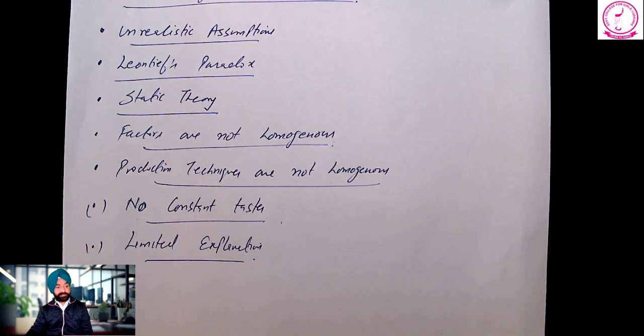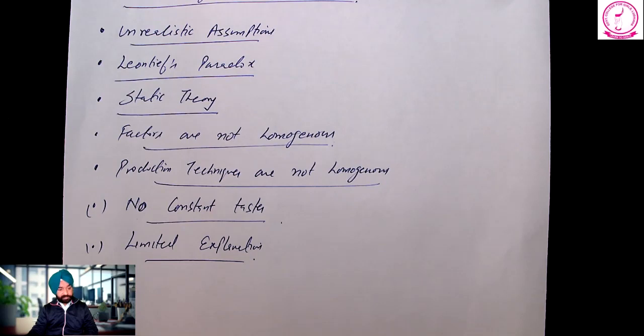Then this theory is also a static theory, which does not show a comparative difference. Then, according to this theory, the factors are not homogeneous. This theory represents that factors of production and production techniques are the same. But modern economists show that these factors are not always the same, and production techniques are not always the same. So this theory has been criticized because of that.